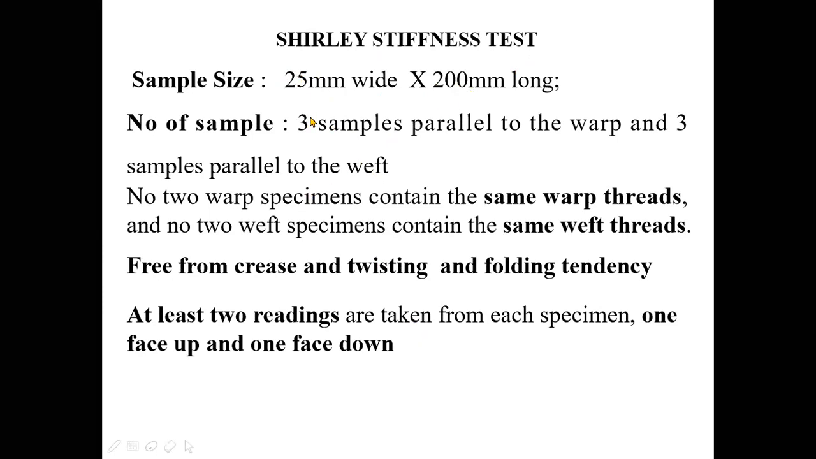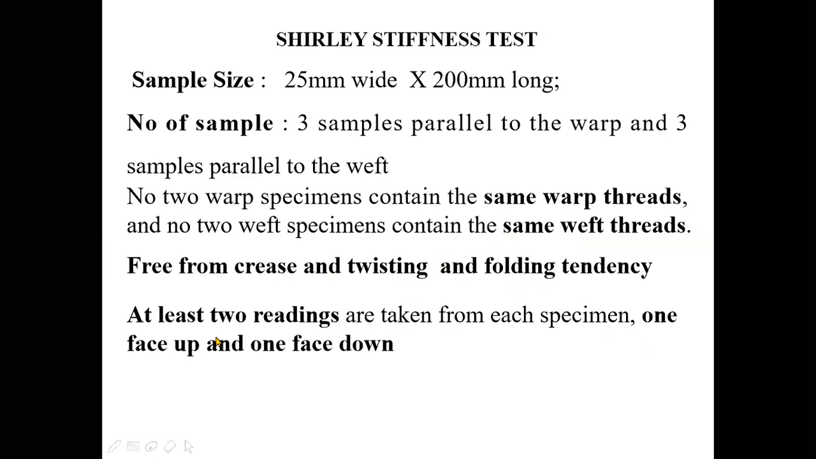At the time of cutting the samples, we have to ensure that no two warp specimens contain the same warp threads, and no two weft specimens contain the same weft threads. Also, we have to eliminate creases and twisting, and ensure that the fabric that is cut does not have any crease, twisting or folding tendency. Now at least 2 readings are to be taken.